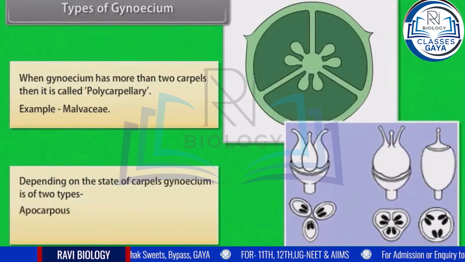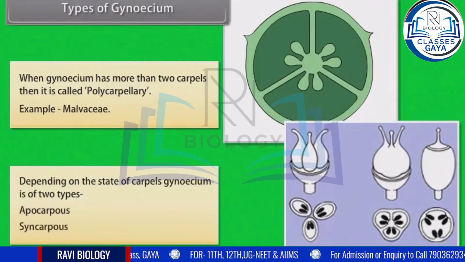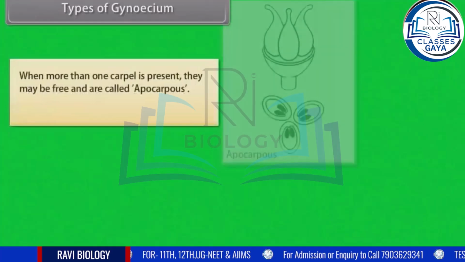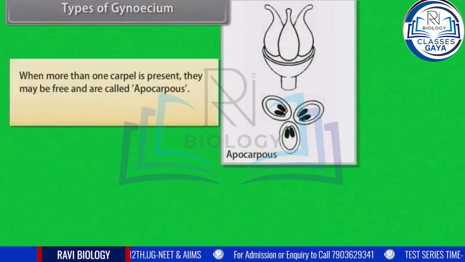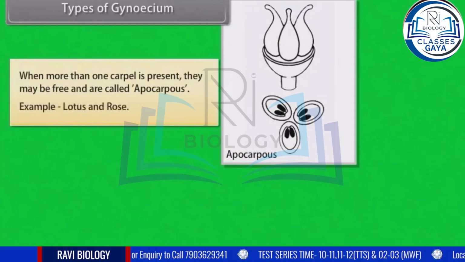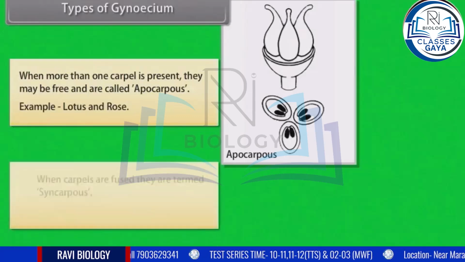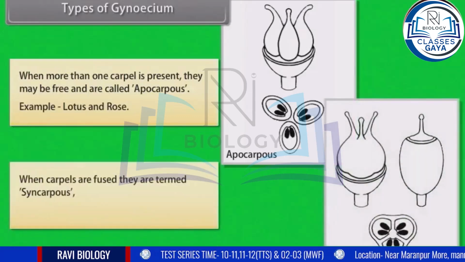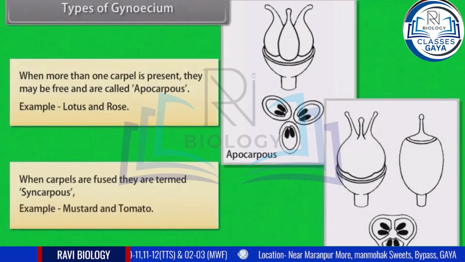apocarpous, syncarpous. When more than 1 carpel is present, they may be free and are called apocarpous. Example: lotus and rose. When carpels are fused, they are termed syncarpous. Example: mustard and tomato.